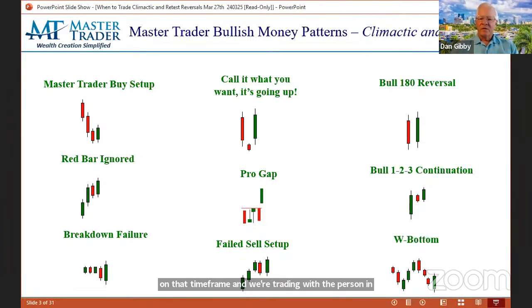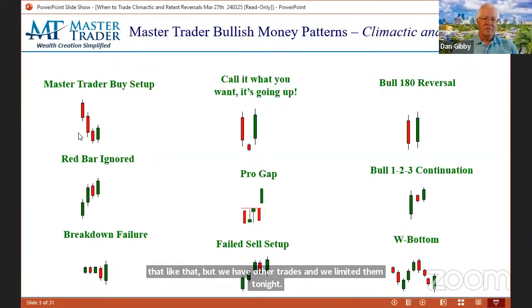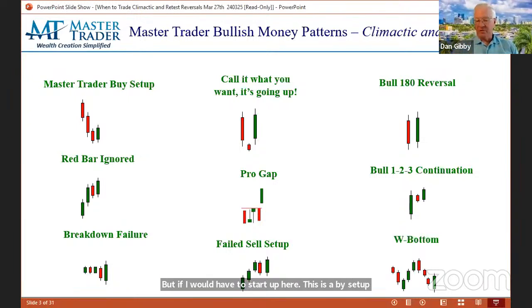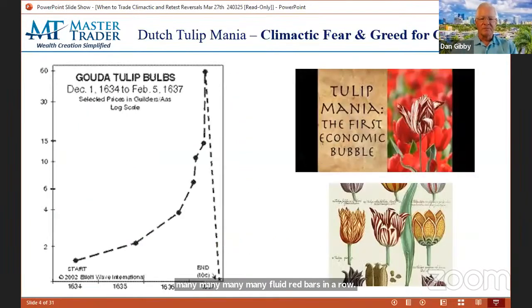So climactic and W retest. We have a very specific definition of a W bottom. We'll get into that. And then, if it's not a technical W bottom, we just say, hey, it's a bullish retest. But there's not a climactic buy setup picture on this slide. Why? Well, because we didn't draw it like that, but we have other trades and we limited them to 9. But if I would have to start up here, this is a buy setup. It's a retracement and reversal on support in an uptrend. Now, these climactics are, as you're going to see, many, many fluid red bars in a row, and then we're going to trade them as a counter-trend little bounce, but we'll get into that.